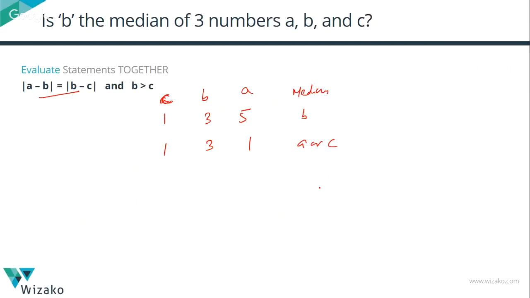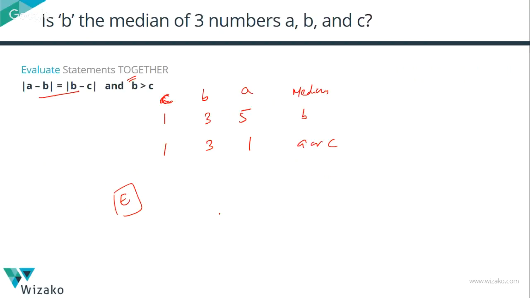So despite combining the two statements, what we end up seeing is the median could be B or the median could be one of the other two numbers. So combining the two statements, we still haven't got a unique answer. So statements together are not sufficient. E is the correct answer.